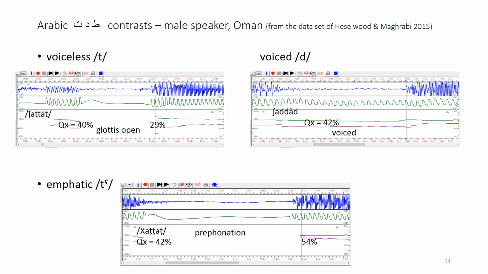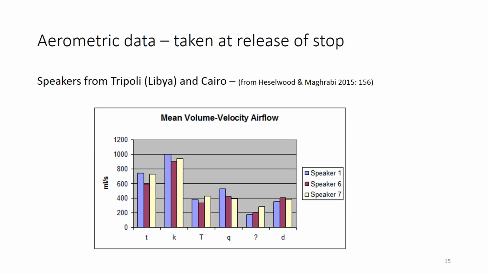Let's have a look here at the same speaker's triad of coronal stop consonants in Arabic. The QX evidence is consistent with what we've seen so far for the glottal states of plain and emphatic Semitic consonants. The plain show as truly voiceless with an open glottis, and the emphatic shows as voiceless but unaspirated with the glottis in the pre-phonation state. Aerometric data from 3 Arabic speakers shows high airflow for voiceless ta, kaf, and much lower airflow for emphatic and voiced ta, qaf, dal, and also for hamza.